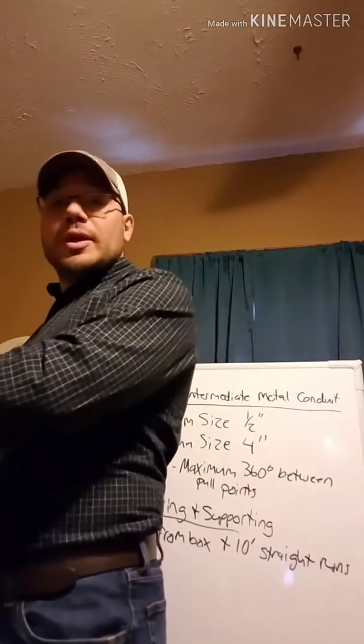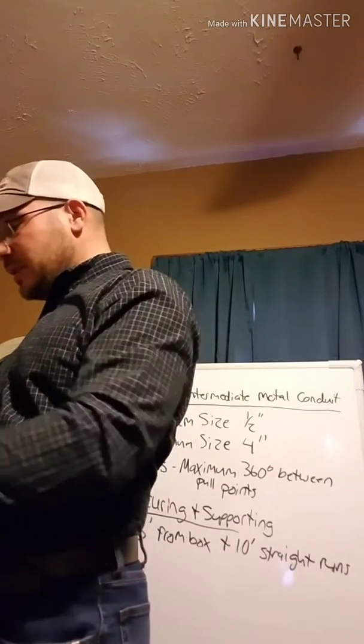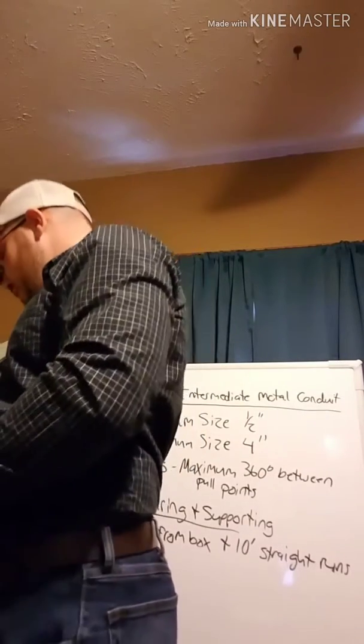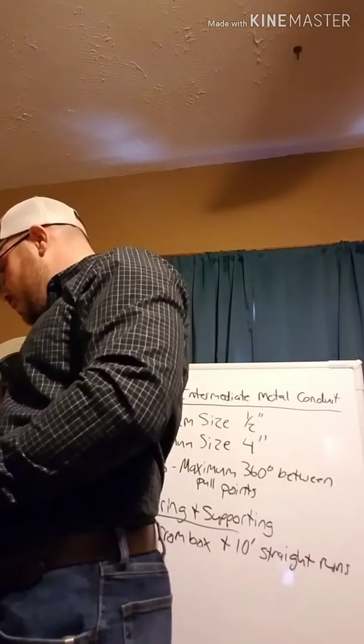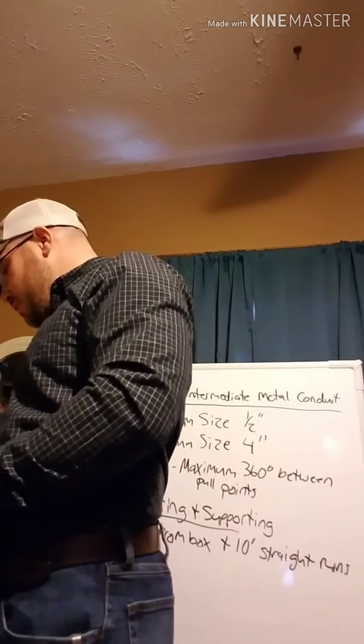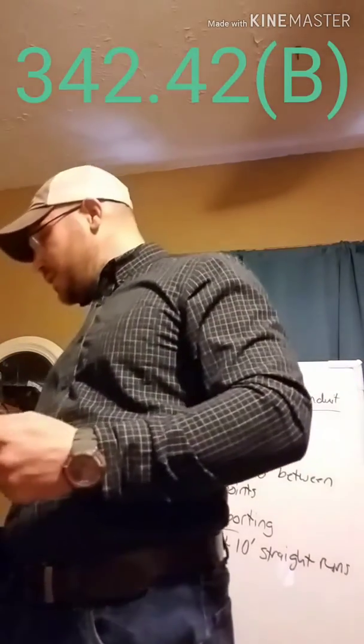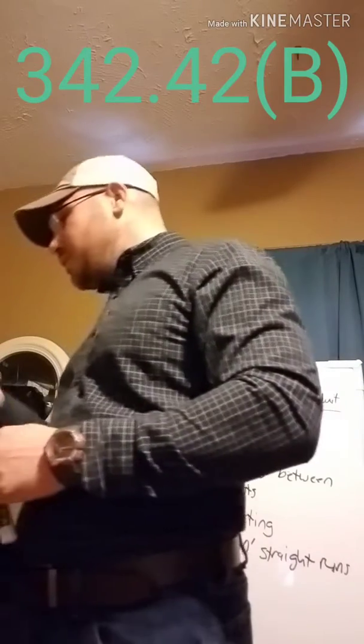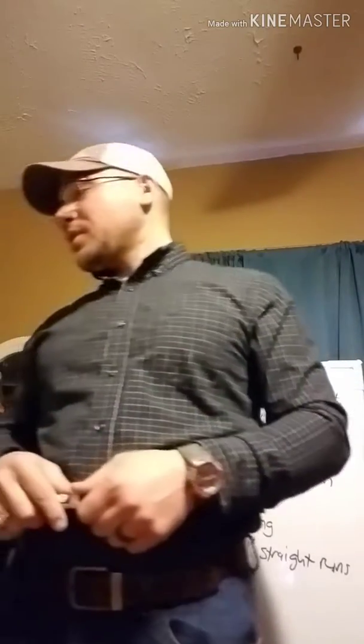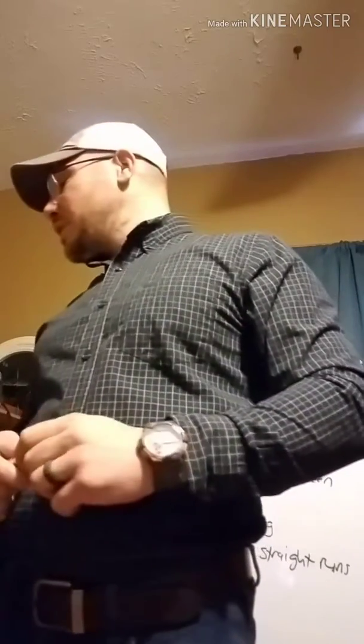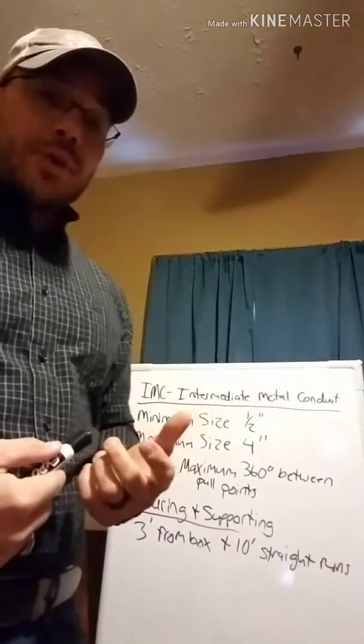So we're going to go ahead and look at 342.42(B). It says running threads. Running threads are not allowed. The actual article says running threads shall not be used on conduit for connection at couplings. Now, what are running threads?